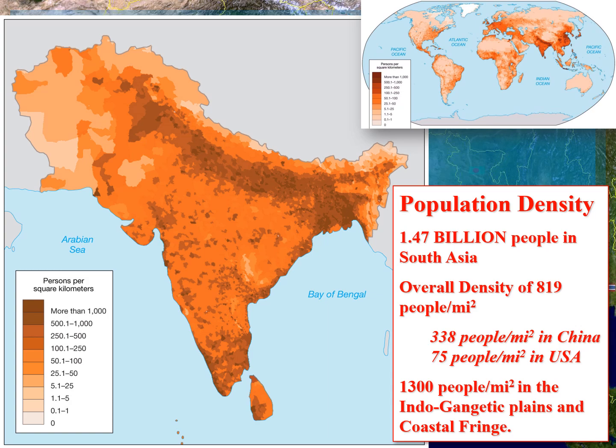And that's why we see such a heavy population density in South Asia, in India, because it's a relatively small area. And as I said before, in our Indo-Gangetic plain, so we have the Indus rivers and the Ganges rivers meeting, and in the coastal fringe, we have 1,300 people per square mile.